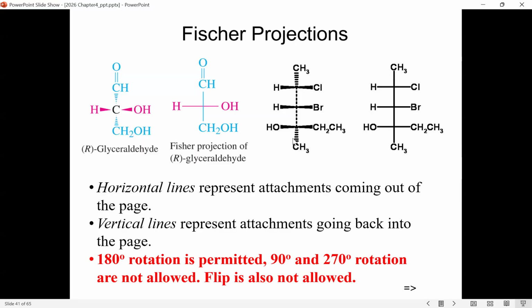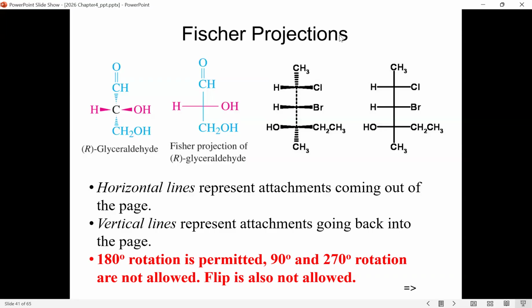Okay, all right. So a kind of important thing is that you can rotate the Fisher projection by 180 degrees. A 180-degree rotation won't change its configuration. But a 90-degree rotation or a 270-degree rotation is not allowed. The reason is that you change wedge to dash, and dash to wedge. That changes the stereochemistry, which is not allowed. So that's a pretty important case here.